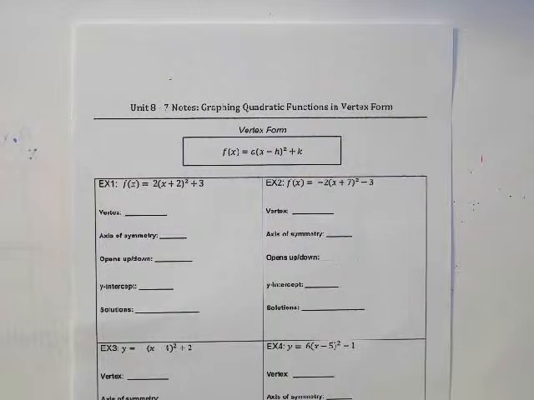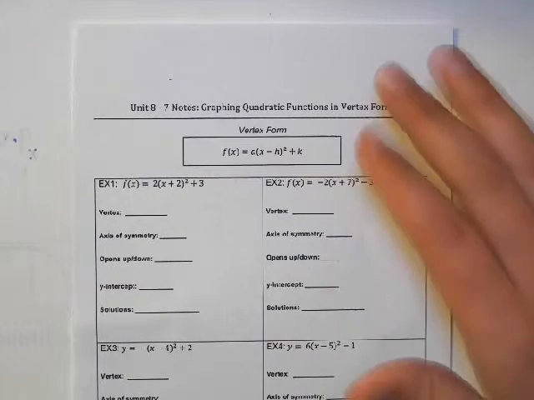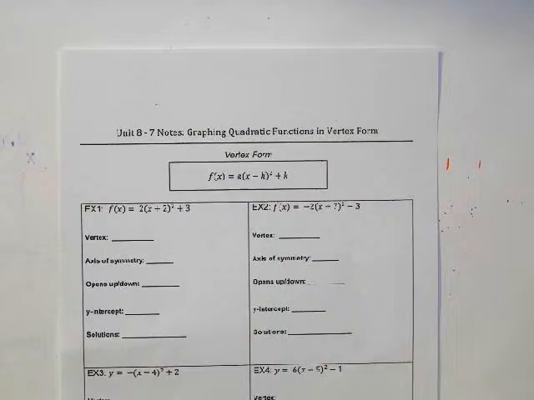8-7, graphing quadratic functions in vertex form. Okay, so we've talked about two different forms. What were the two forms that we just talked about? Standard form and factored form. Okay, what does factored form look like?